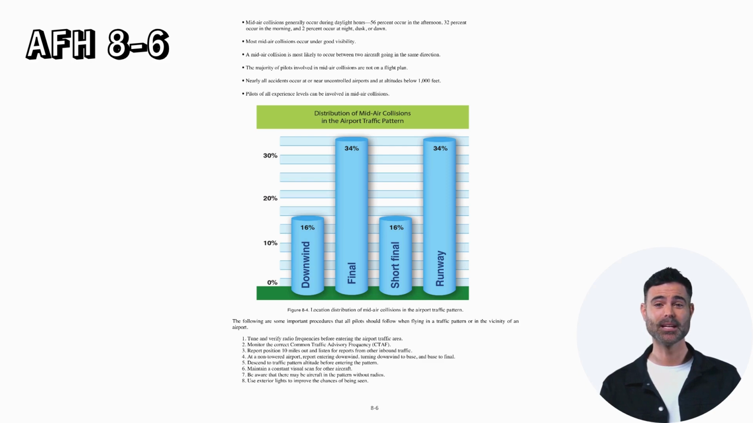5. Descend to traffic pattern altitude before entering the pattern. 6. Maintain a constant visual scan for other aircraft. 7. Be aware that there may be aircraft in the pattern without radios. 8. Use exterior lights to improve the chances of being seen.